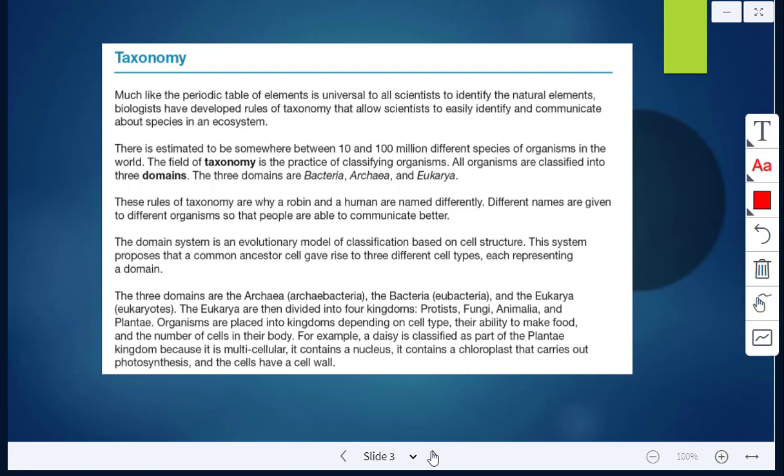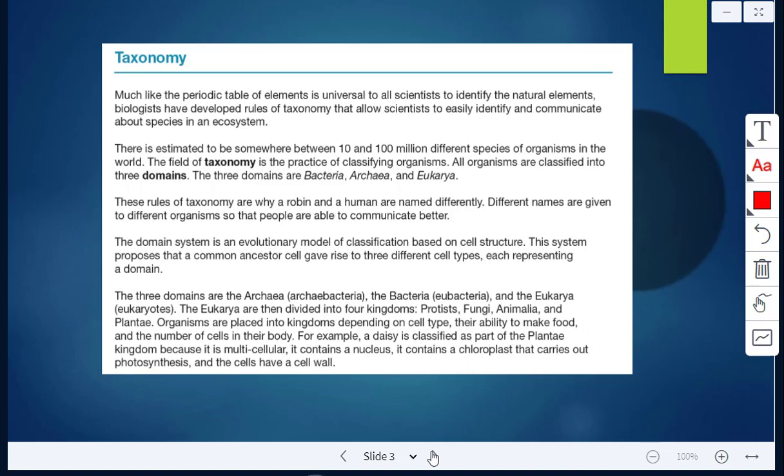So taxonomy, like I compared to the periodic table in chemistry, is universal to all scientists to be able to easily identify and communicate about species in an ecosystem. There's an estimated somewhere between 10 and 100 million different species of organisms in the world. And that field of taxonomy is the practice of classifying organisms.